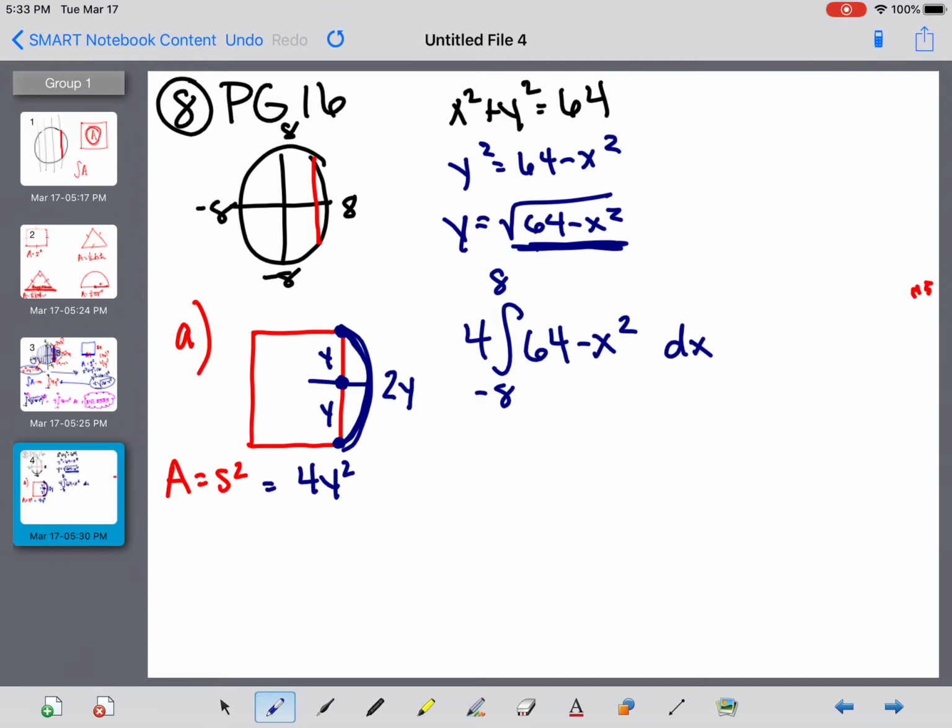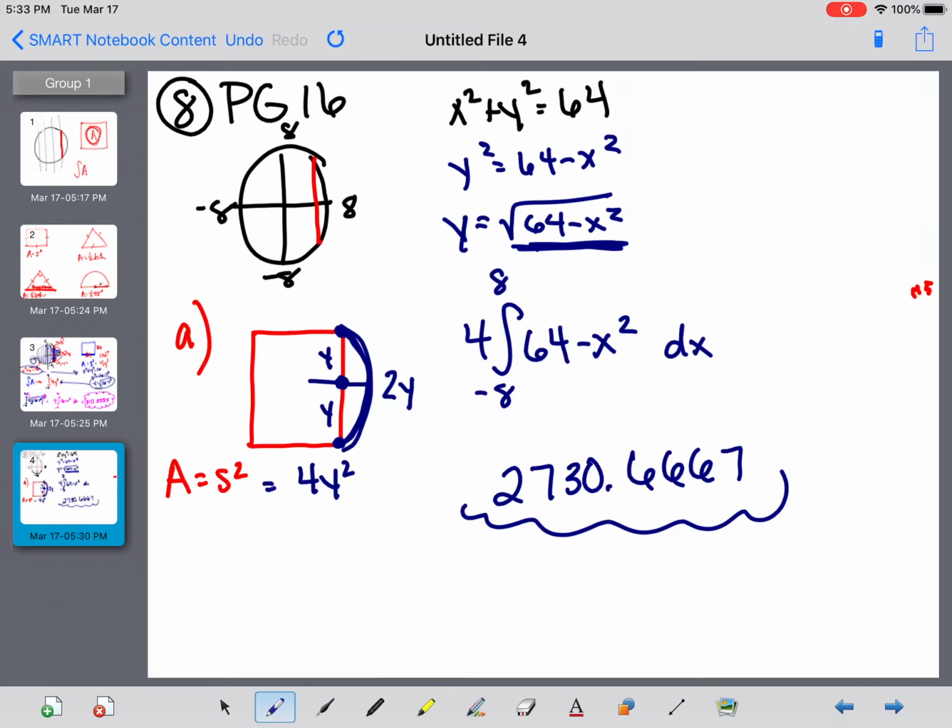And I'm going to plug that into my calculator. 4 times the integral from -8 to 8 of 64 minus x squared dx. And that gives me 2730.6667. That is with a cross section that is a square.